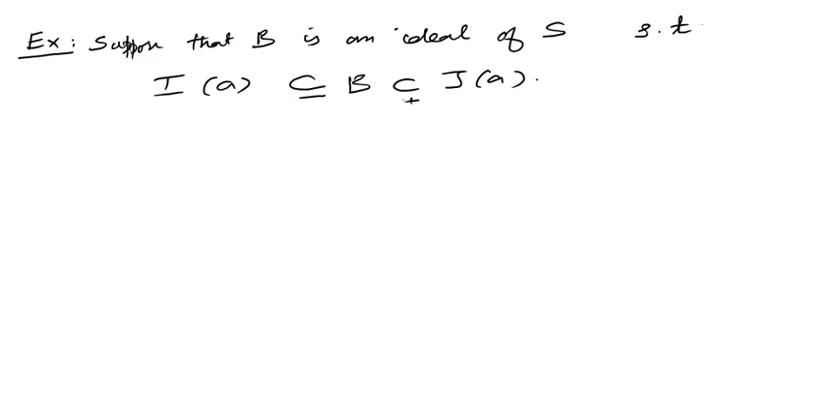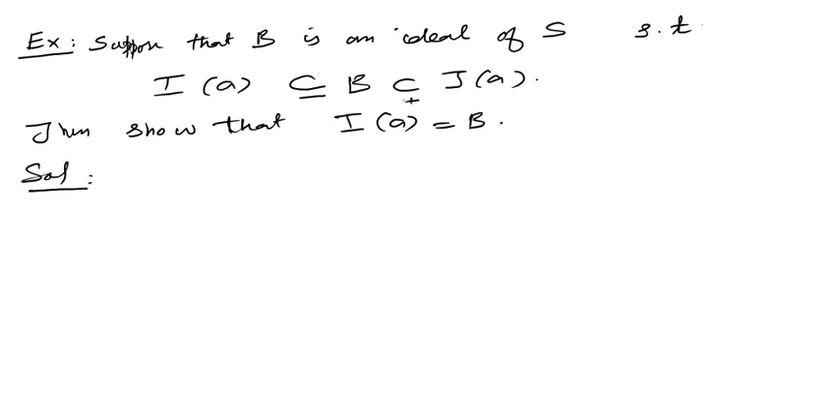JA is the two-sided principal ideal generated by A. Show that then IA is equal to B. That means there is no ideal between IA and JA. Solution.